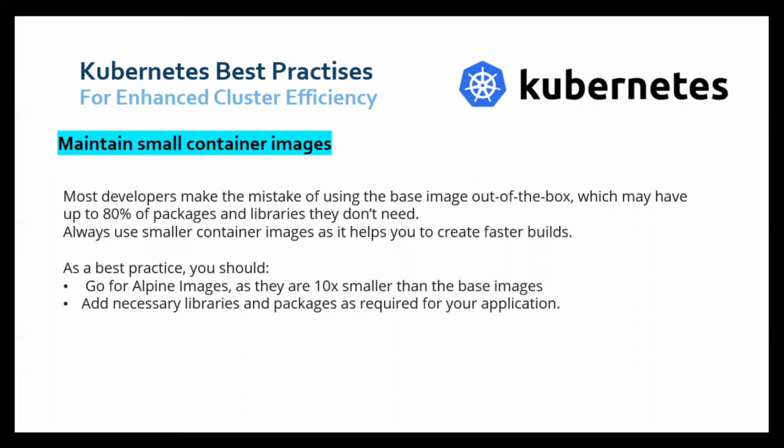As a best practice, you should go for Alpine images, which are almost 10 times smaller than your base images, and only add necessary libraries and packages as required for your application in that particular image. So the image size will be as small as possible, like 200 to 300 MB.